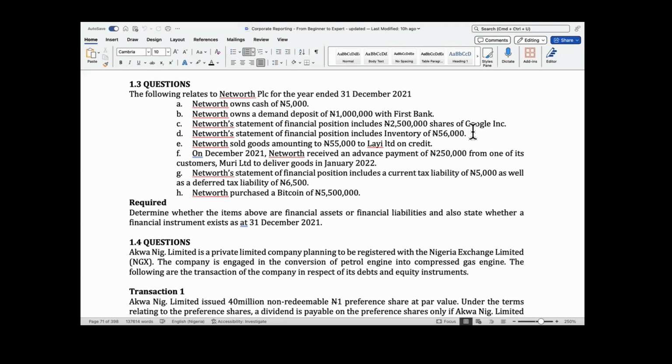Even though it is an asset, a current asset, we cannot classify it as a financial asset. Inventory is inventory, according to IAS 2. So it will be classified as inventory. In this case, Net worth does not have a financial asset, and we don't have any other party. So it is not a financial instrument contract.